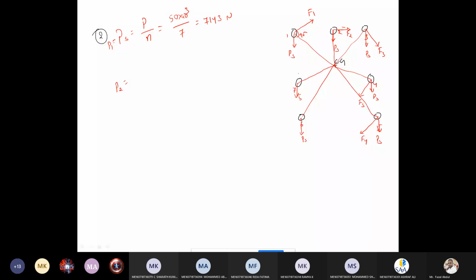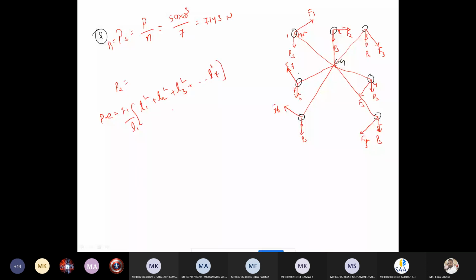So how much is this one? These secondary shear forces on each rivet I am calculating now from this equation: P into E equals F1 by L1 into L1 square plus L2 square plus L3 square plus up to L7 square.